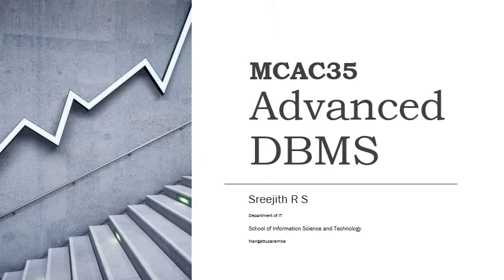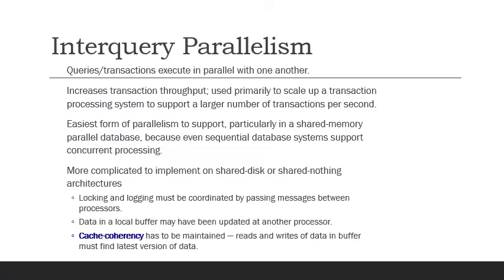First, let's see inter-query parallelism. In inter-query parallelism, different queries or transactions execute in parallel with one another. Transaction throughput can be increased by this form of parallelism. However, the response time of individual transactions is no faster than it would be if the transactions were run in isolation. Thus, the primary use of inter-query parallelism is to scale up a transaction processing system to support a larger number of transactions per second.